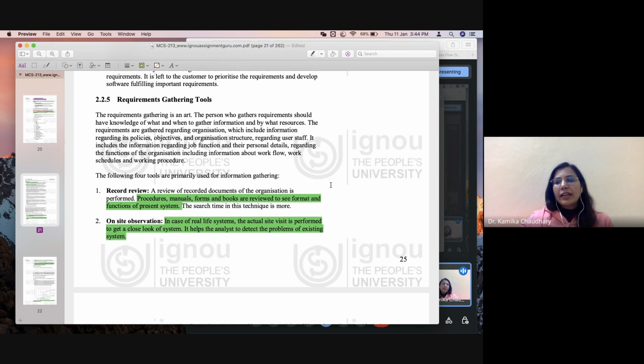So that comes as a tool for us if we are developing a real life based system, and that is named on-site observation: going to the particular site, going to the particular location, and just having a look at that location, and then deciding about the development of the software according to that, or deciding about the requirements according to that, right? That comes under on-site observation.